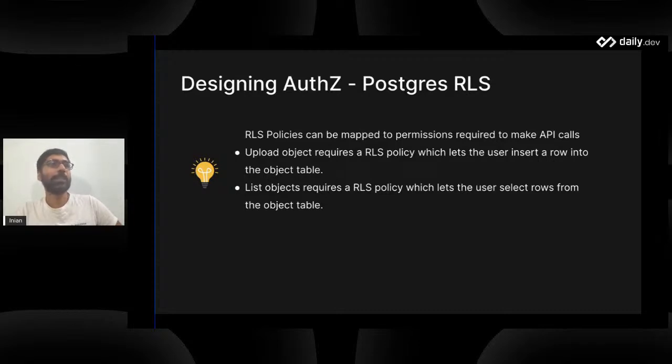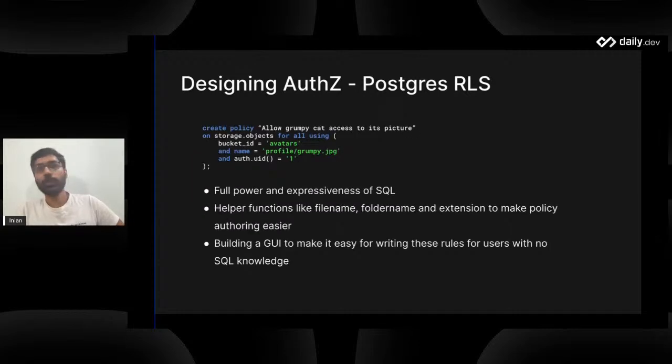So if the user is able to delete a row from the objects table, they can delete an object from the S3 bucket. So the few advantages of doing this, as I said, it's just SQL, which means that you're not limited by the syntax. You can run any SQL function, inbuilt Postgres functions. Supabase comes with nearly 30 extensions to Postgres, so you can use any function from the extension schema. And we also have a lot of helper functions to help you write these policies.